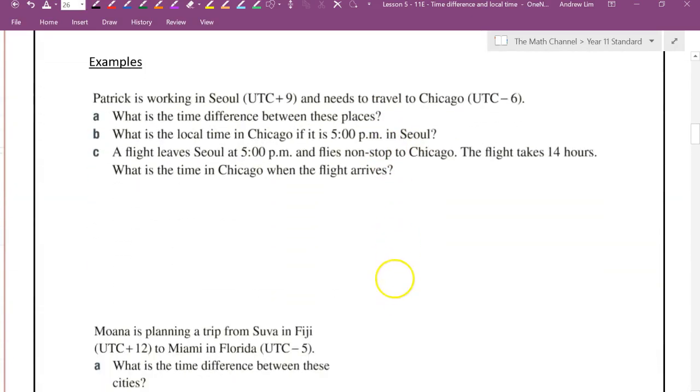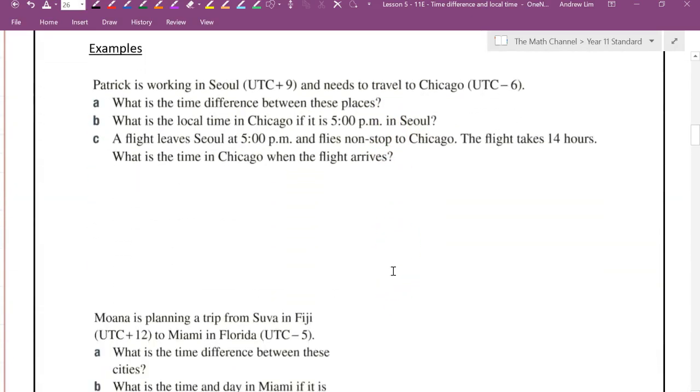Here's some examples. Patrick is working in Seoul in Korea. That's universal time coordinated of plus 9. He needs to travel to Chicago, which is UTC minus 6. What is the time difference between these places? Question A, you can draw it up. Minus 6 lies to the left of positive 9. That's Chicago, that's Seoul. Whoops, Seoul is S. If we want to work out the time difference, 9 minus 6 is 15. So there's a 15-hour difference.